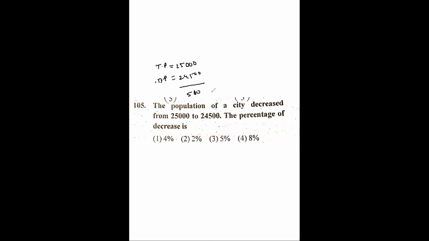So 500 persons have decreased in the population of the city. We need to calculate the percentage decrease. So decrease percentage will be equal to decrease divided by total population into 100.